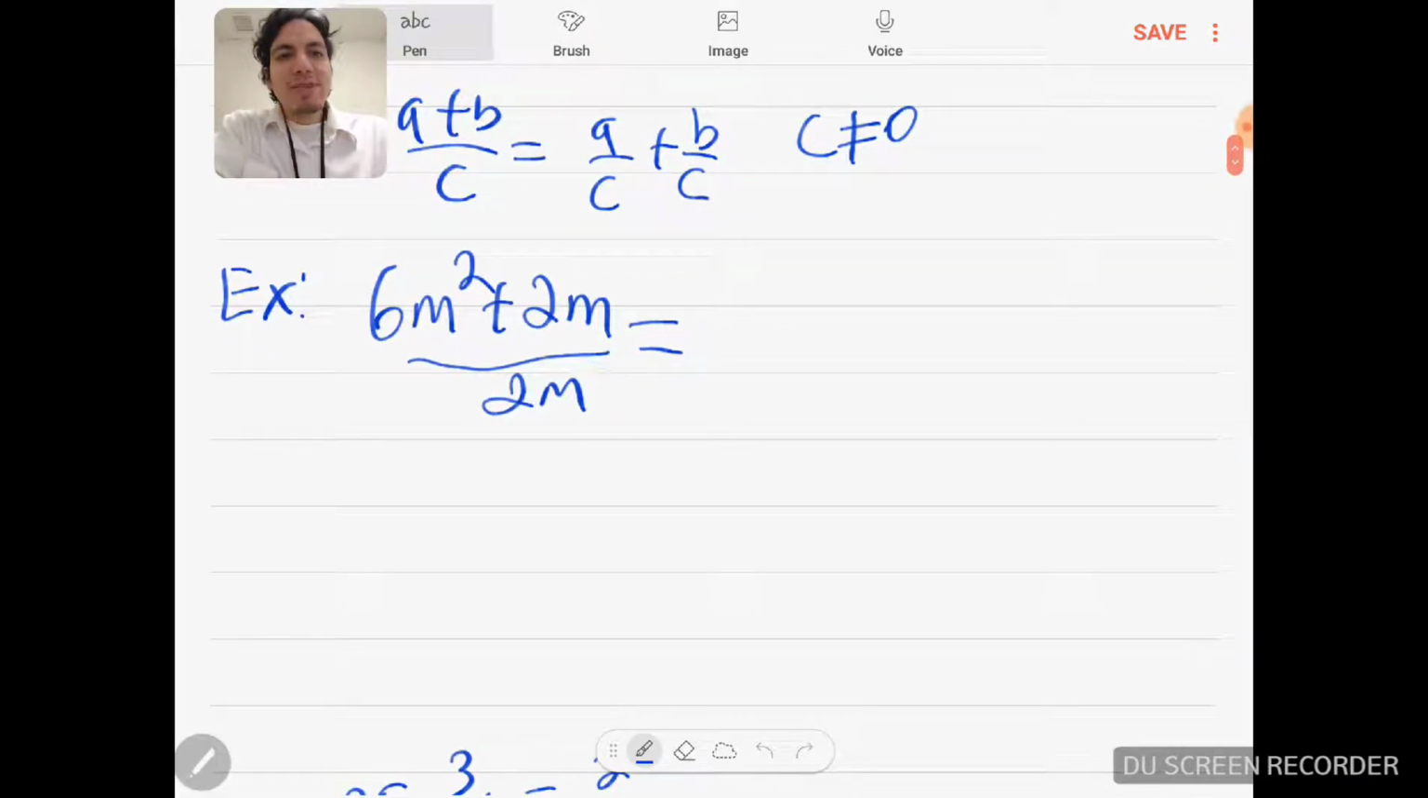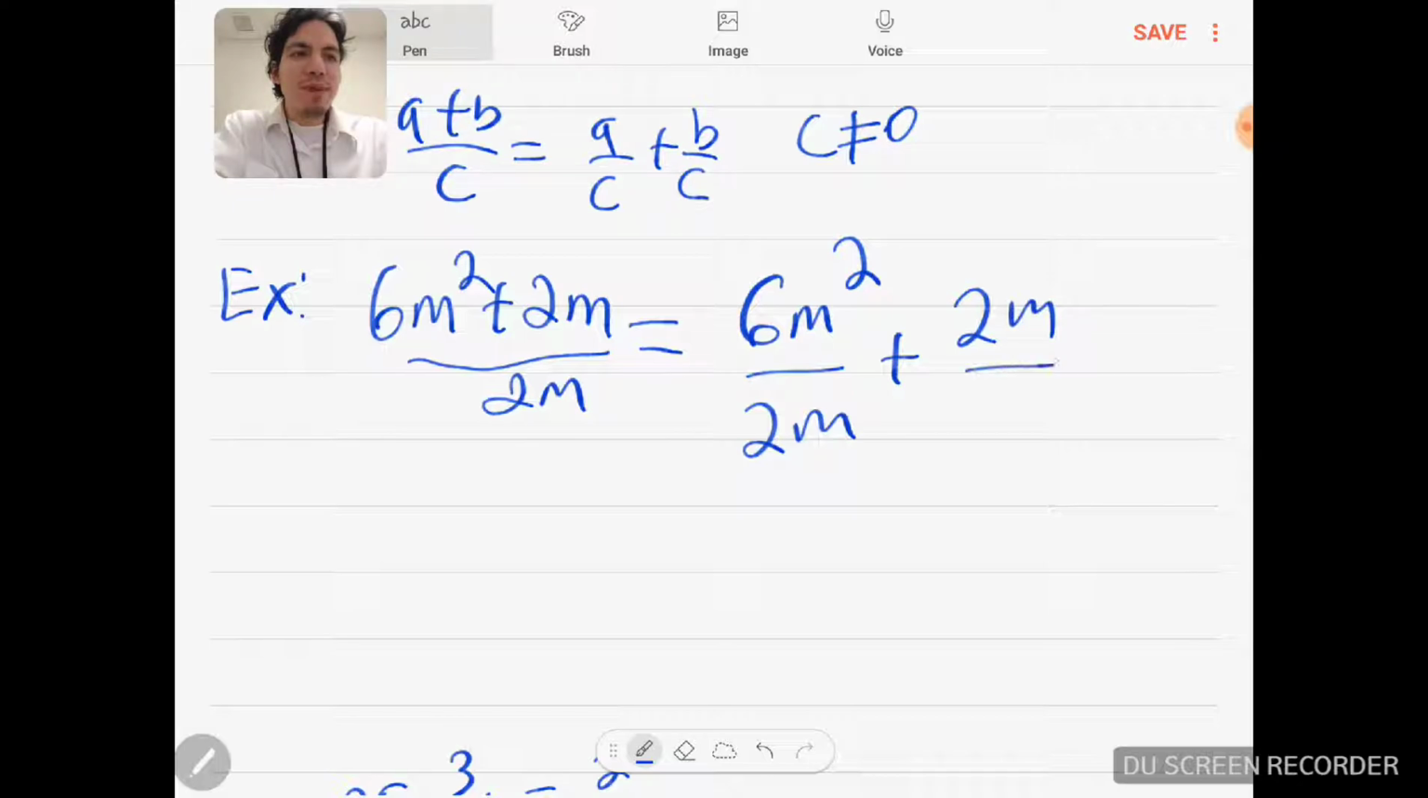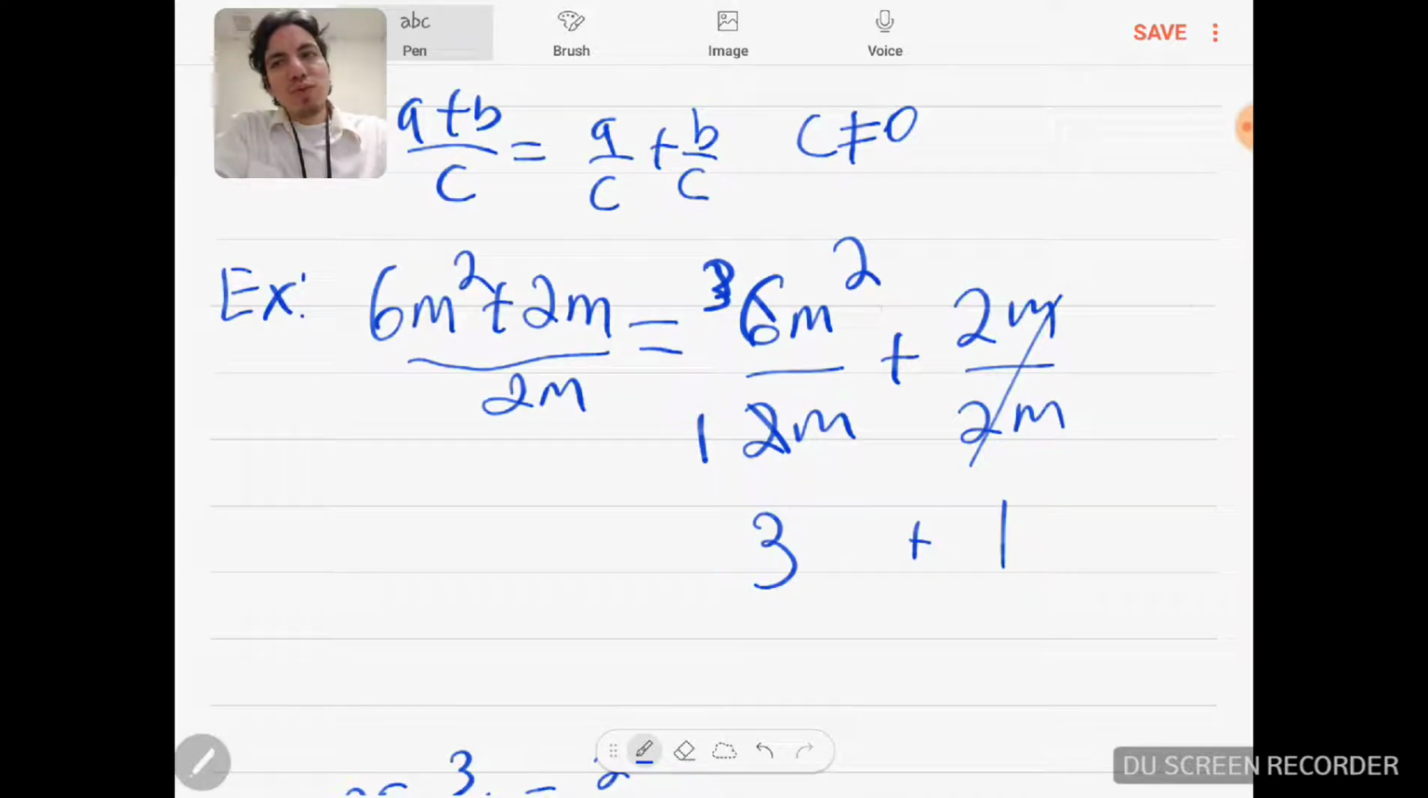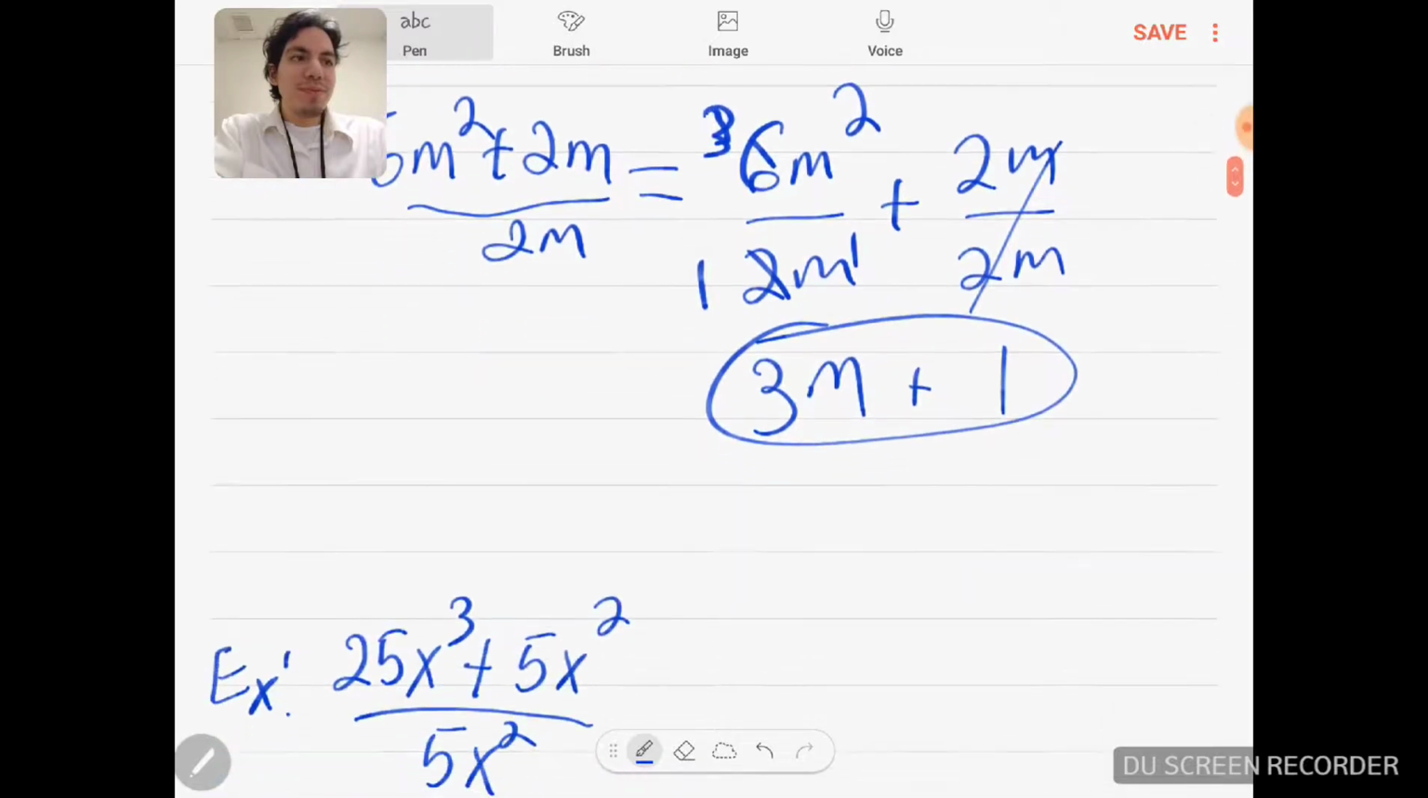In this case, we have 6m squared plus 2m. So what you need to do is 6m squared divided by 2m plus 2m over 2m. This would become 1, and then you divide like normal. So 2 divided into 6 is 3 times, and m divides into m. Well, when you have the difference of exponents, you get what? You subtract the exponents. There's a little 1 there, so it's just simply m. That would be your answer.